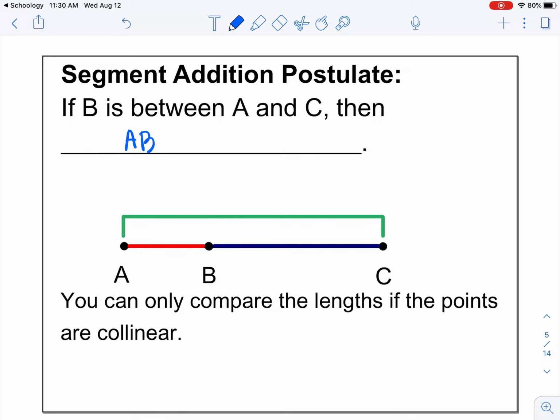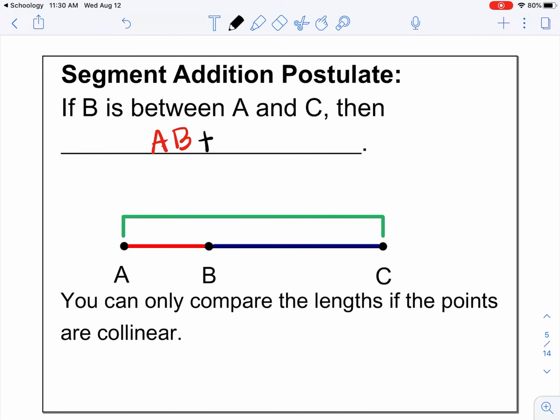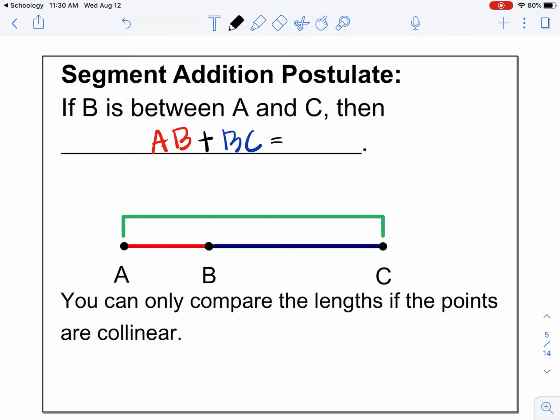AB, this length right here in red, maybe I should color code it to make it easier, right? AB plus this segment in blue right here, BC, is equal to the length of the whole entire segment, which is AC. Okay, and it should make sense right here. If you notice, these two match, right? That's where they meet up. So the whole length is from beginning to end, AC. So I feel like it makes sense with how it's written, right?